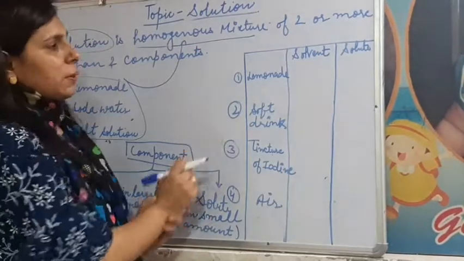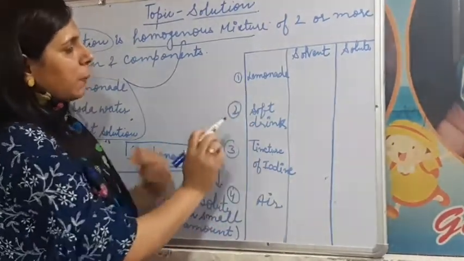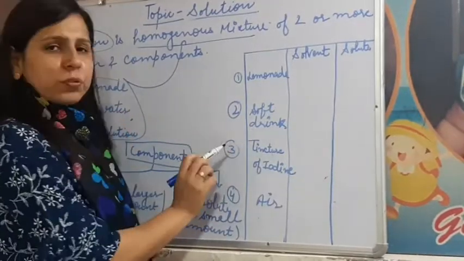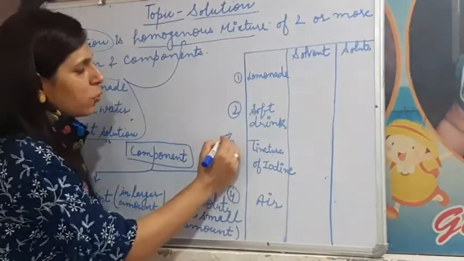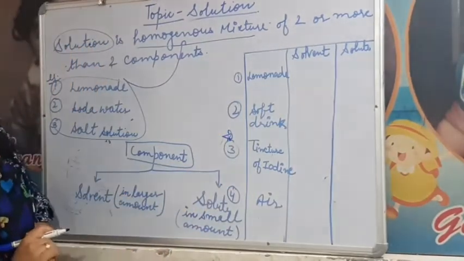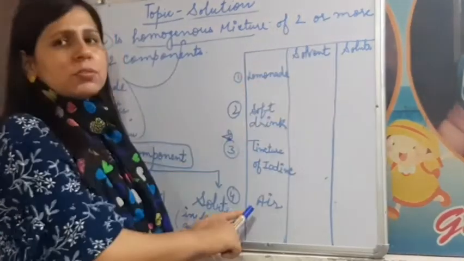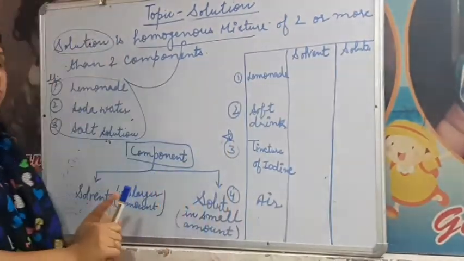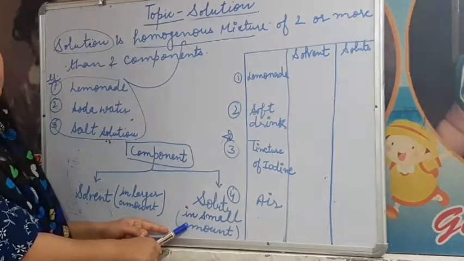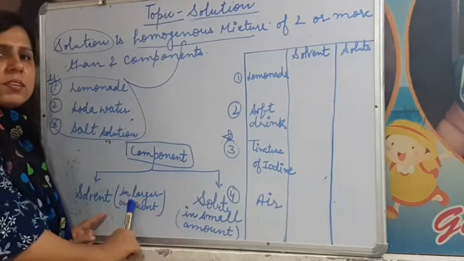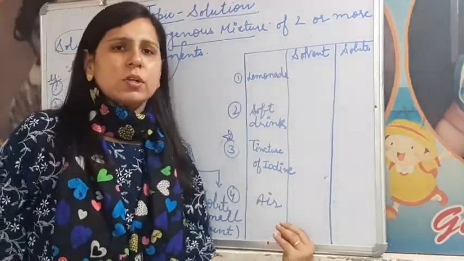Now you see this table. This table has four examples of solution. First one, lemonade. Second is soft drink. Third one, tincture of iodine. And fourth one is air. So can you identify the solvent and solute of these four solutions? Since I told you solvent is present in larger amount and solute is present in small amount, on the basis of this point, you can identify solvent and solute of these four solutions.